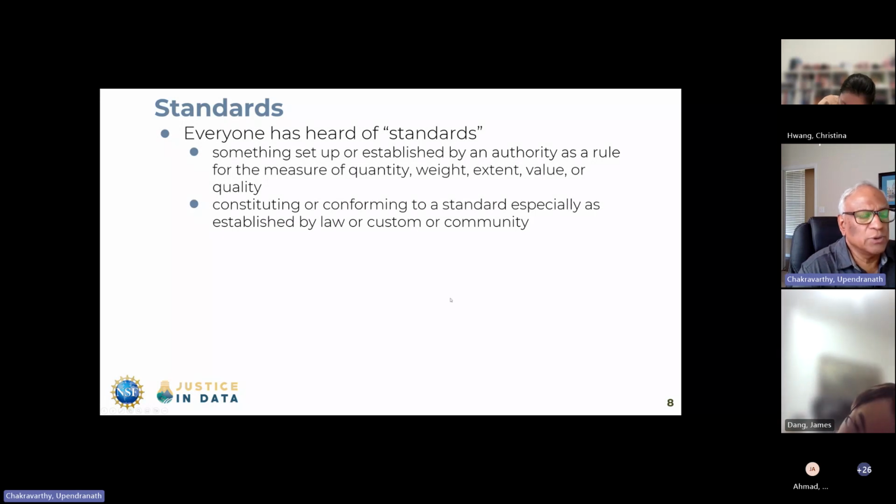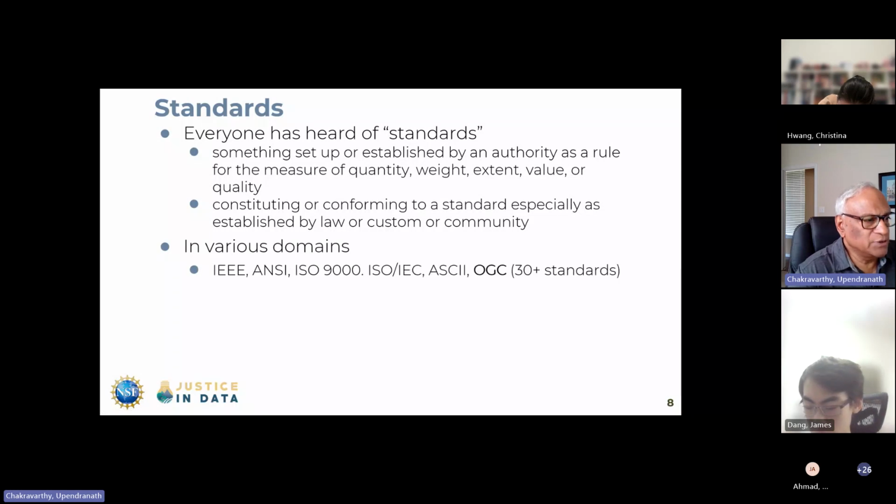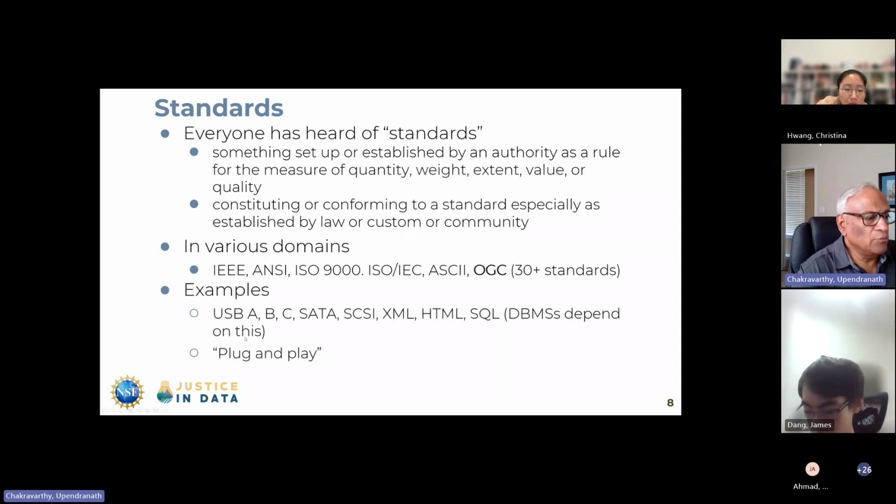Constituting or conforming to a standard, especially as established by law or custom or community, that's obeying the standard in various domains. So in the domain of software and technology, we have the famous IEEE standards, ANSI standards. ISO 9000 is very popular. A lot of you might have heard of it. ASCII standards, OGC standards. So the examples are, we know about USB-C.